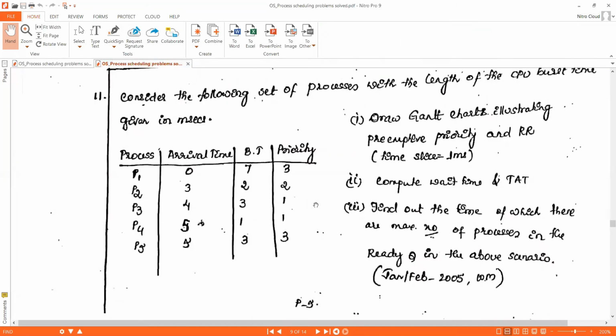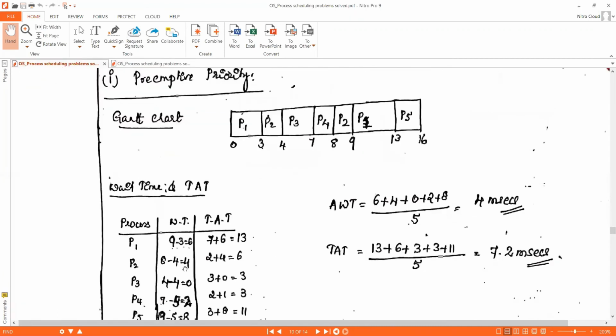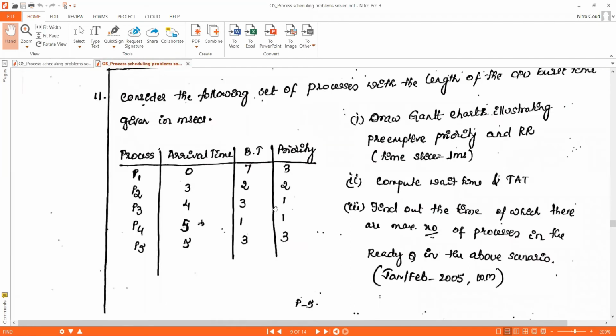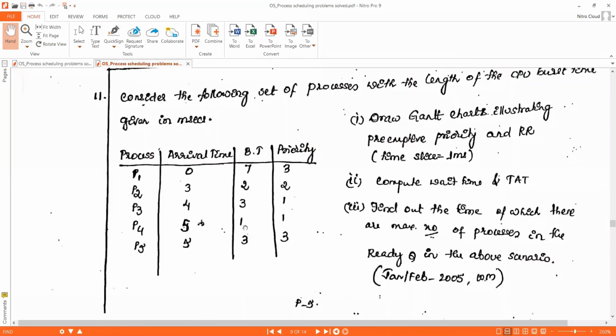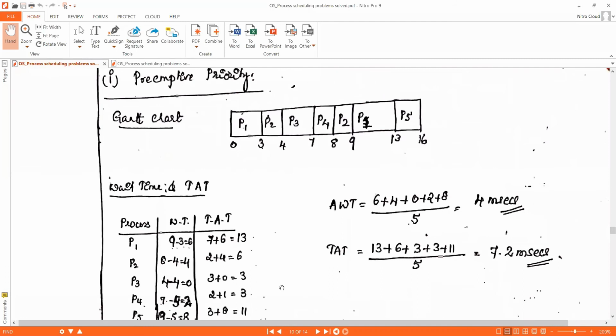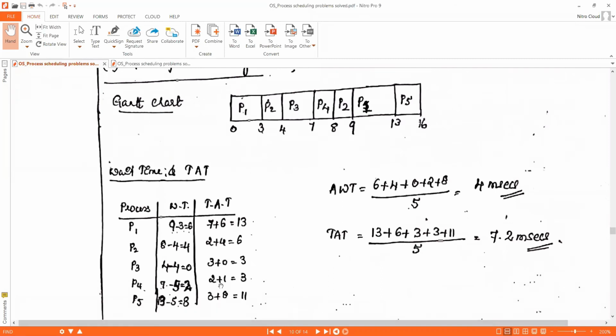Next, for process 2, the burst time is 2 milliseconds plus its waiting time of 4 milliseconds. 2 plus 4, 6 milliseconds is the turnaround time for process 2. Okay, next for process 3, burst time is 3 milliseconds plus its waiting time of 0. 3 plus 0, 3 is the turnaround time for process 3. Next, for process 4, burst time is 1 millisecond plus its waiting time of 2 milliseconds. So 1 plus 2, it is 3 milliseconds, the turnaround time for process 4.